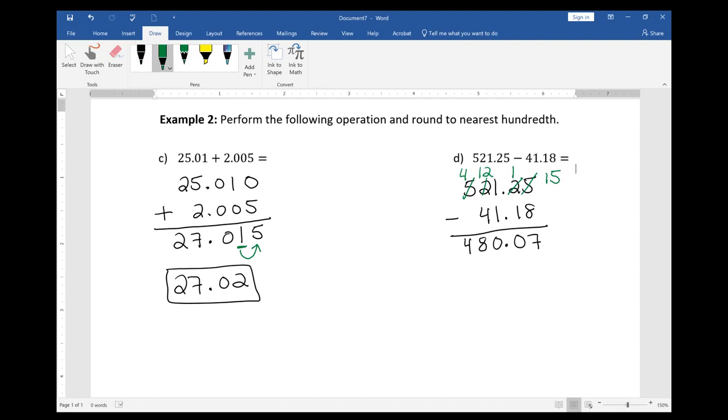480.07. Now we want to round to the nearest hundredth. So in this case, the 7 is in the hundredths place. We look at the number to the right, which in this case will be a 0 since we don't really have a digit there. So the 7 will remain the same. So our rounded value, 480.07, that will be our result.